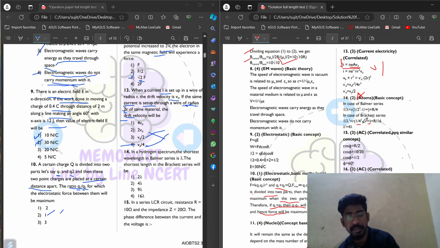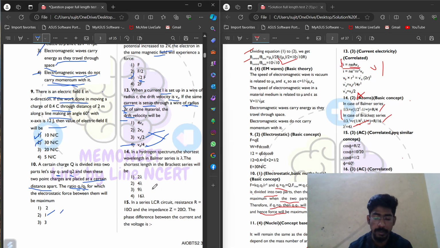For the shortest wavelength, just remember, you put the value infinity in the place of n, so we get the value of the shortest wavelength, right? If you calculate it, in the Balmer series it will be R by 4, and in the Brackett series it is R by 16. Just take the ratio of these two, you will get 16 is 4 times that of 4, right? So the shortest wavelength in the Brackett series is 4 times that of the Balmer series, right?